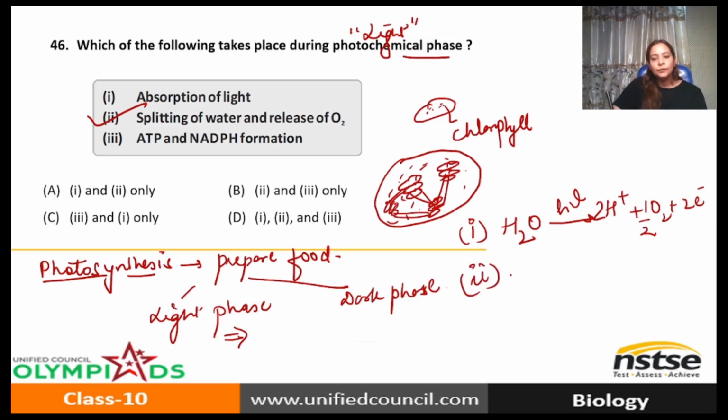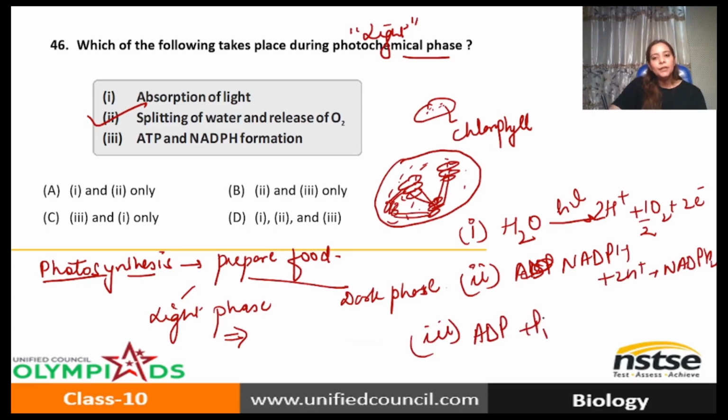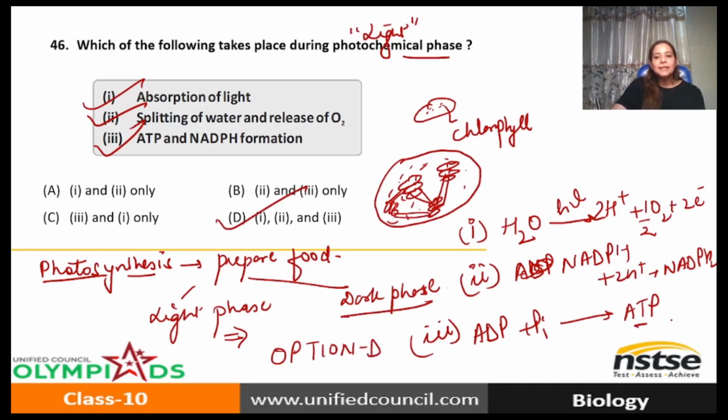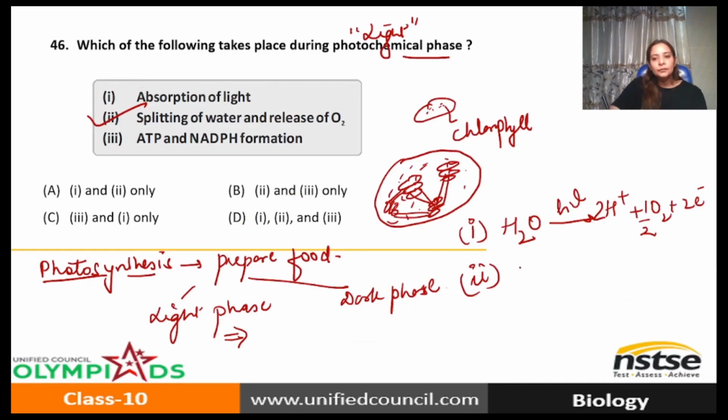The second phase involves the formation of ATP. The used form of NADP, which is again an energy source, combines with 2H positive, forming NADPH2. In the same way, ADP combines with inorganic phosphate and gives rise to ATP. So all these three phenomena occur in the light phase. Which statement is correct? Option D. And in the dark phase, food is formed by utilizing ATP, NADPH2 and also CO2.